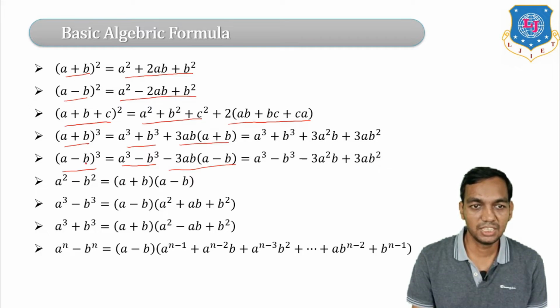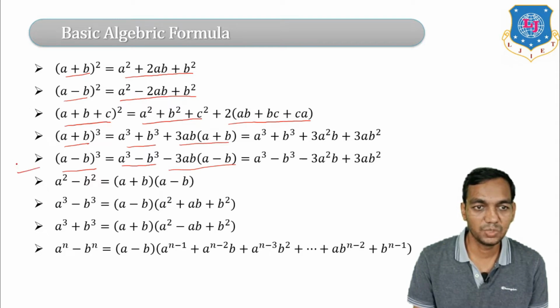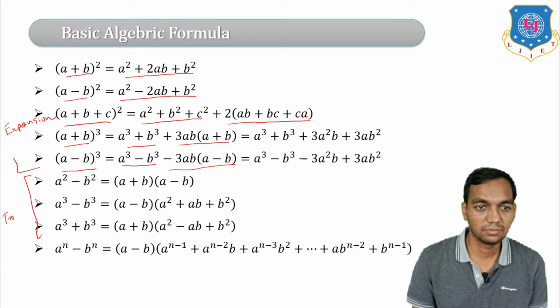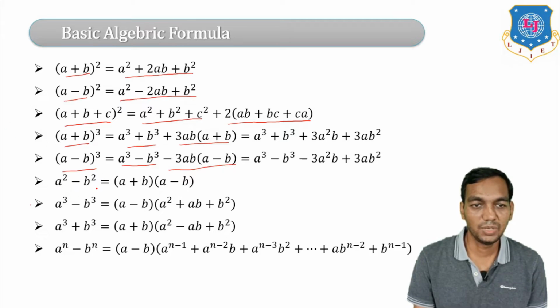Now these are basically the expansion formulas. Now the remaining part is the factorization. Okay. So if you are starting with a² − b², then it will be (a+b)(a−b).